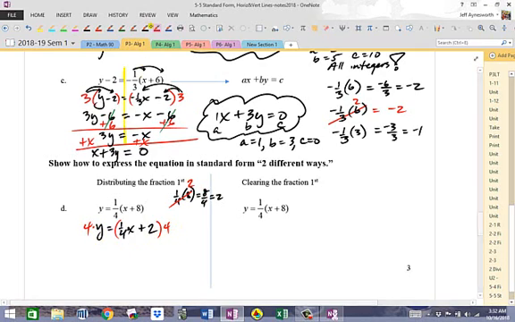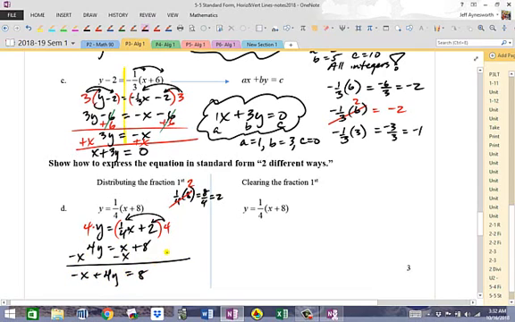I get 4y equals, 4 times the 4th is 1. 1 times x is x. And then 4 times 2, well, it's 8. And then I add the opposite to both sides, and I get negative x plus 4y equals 8. And I'm done. Now, what you could do is you could clear the fractions first.